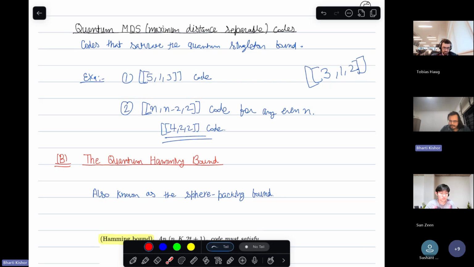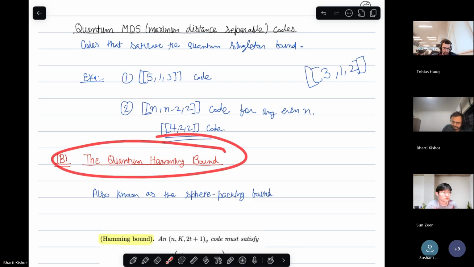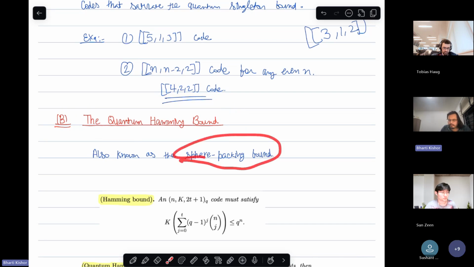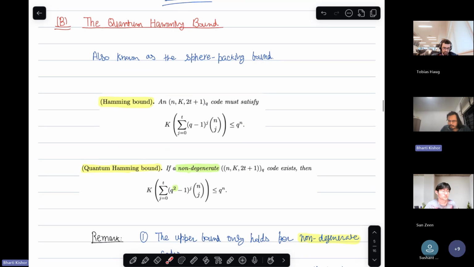Okay. Now let's look at the Hamming bound. This bound is also known as the sphere packing bound. So the Hamming bound basically says that, let's say K is the size of your code space, times (q minus 1) to the power j, n choose j, summed over j, should be less than or equal to the size of the entire space.